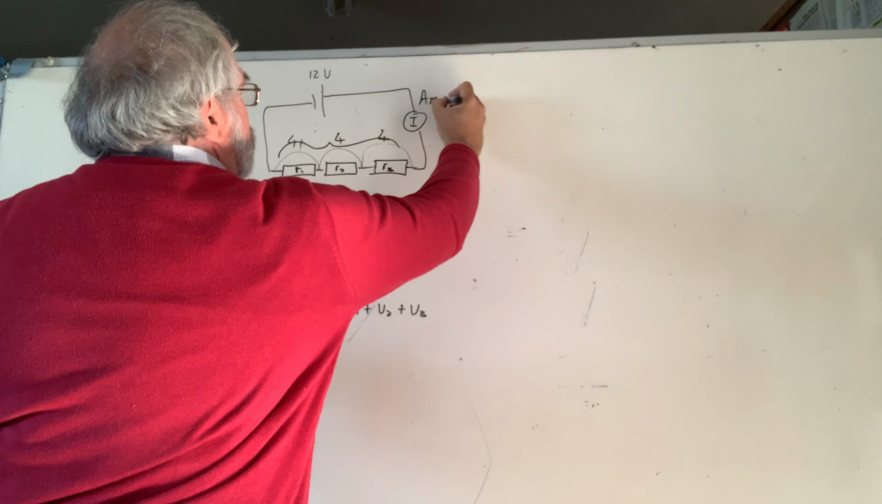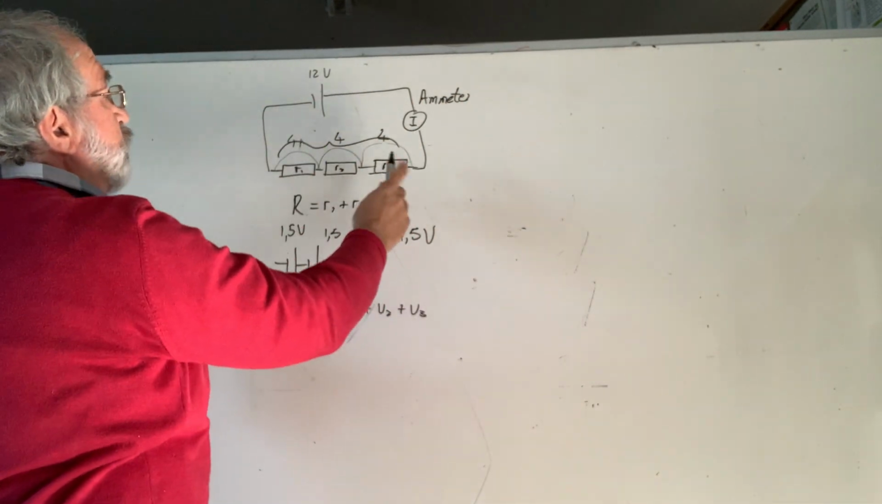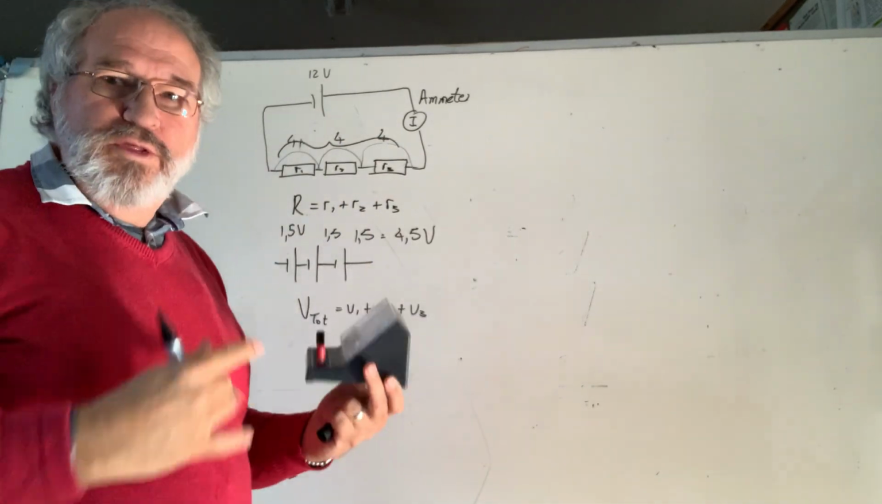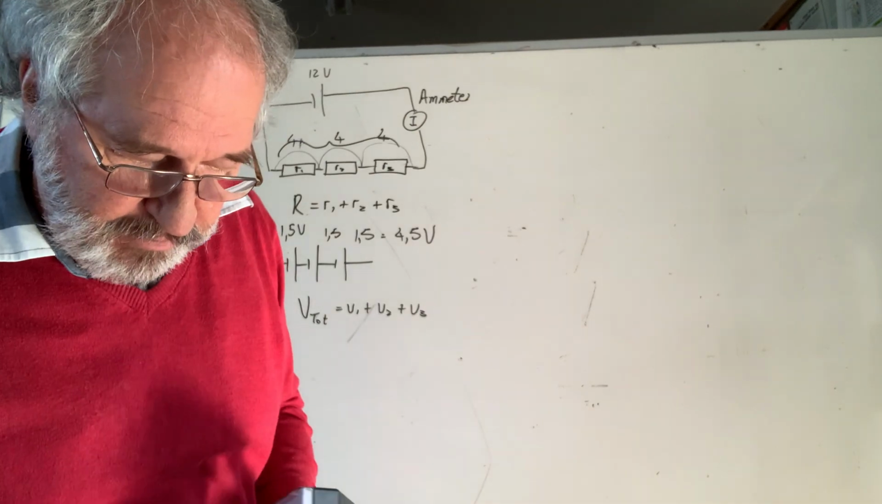An ammeter is always connected in series because the whole current has to flow through it. It has to experience all the electrons that flow through it to know how much current has flown.